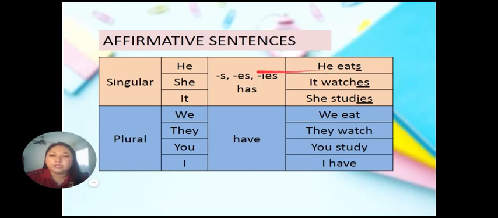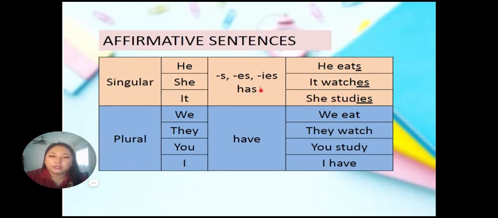For example, he, we combine with eat, we will add s at the end. Okay, he referring to one person. The same goes with watch and the pronoun it. It watches. We add es at the back. Alright. And then the third one, this is for the word that ends with y. Okay, study ends with y.